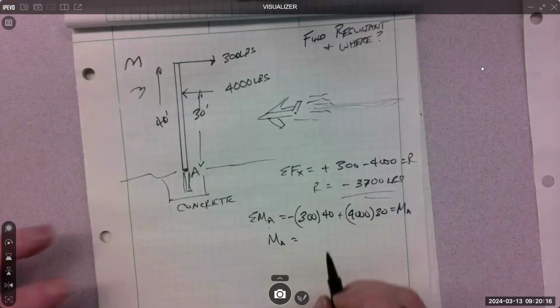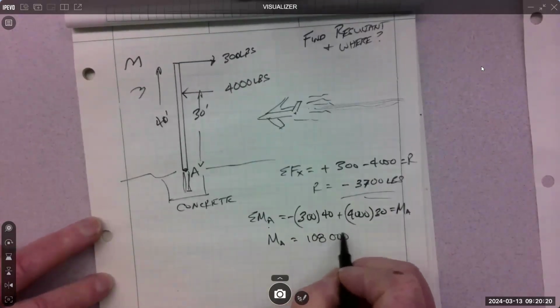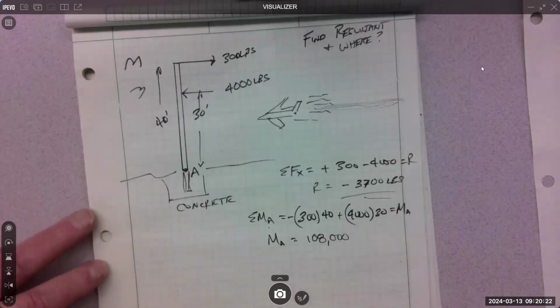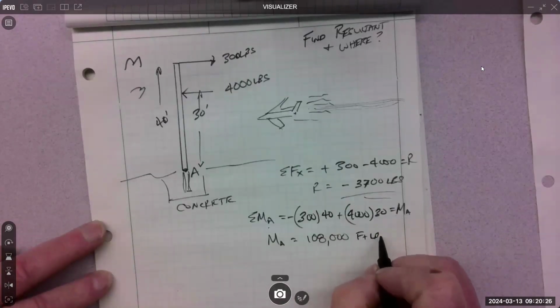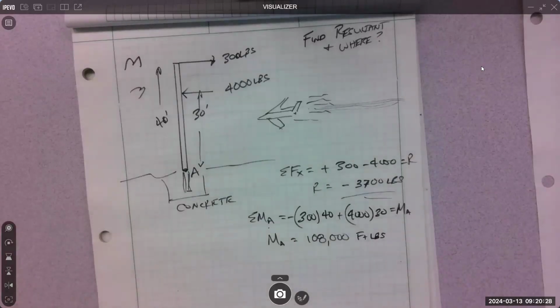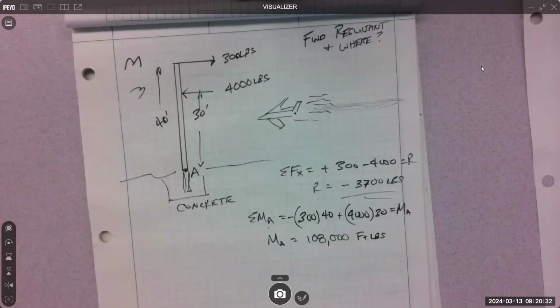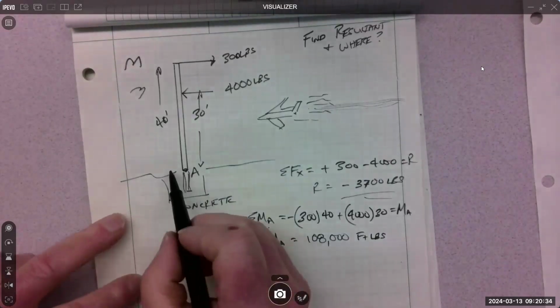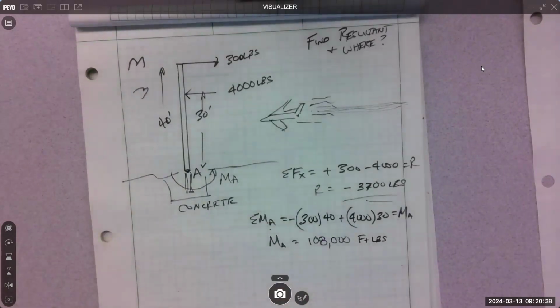108,000. And the units? Foot pounds. And it came out positive? Yeah, so that means the moment at A is here, doing that. It's a counterclockwise effect, this rotational effect.